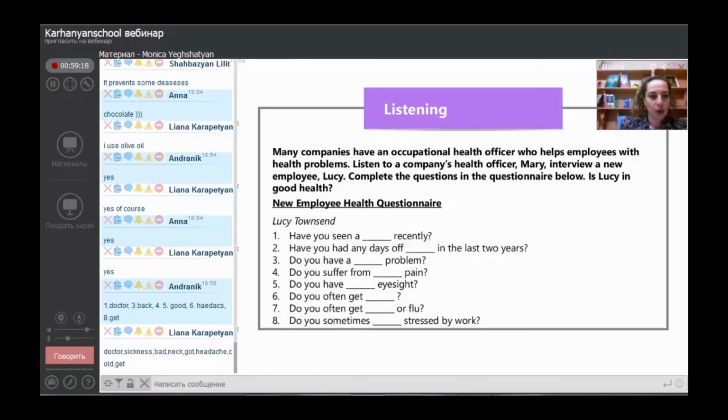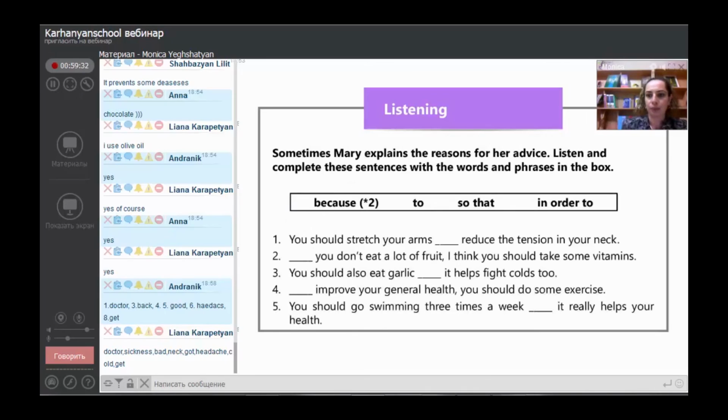Now we're going to listen to the other part of the listening. Be careful, we're again going to write the missing words. Okay, so Unit 4, Lesson 3, Exercise 5A.